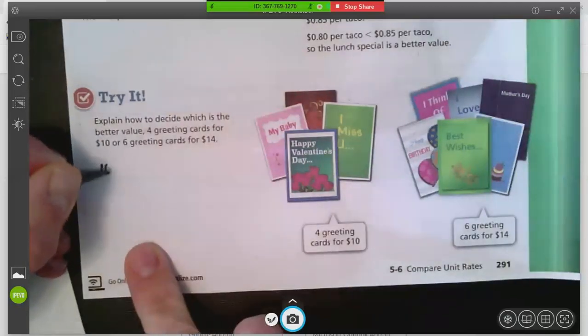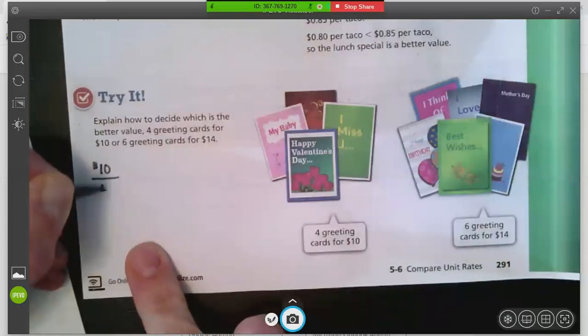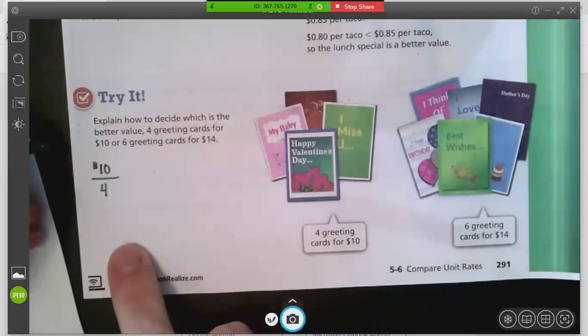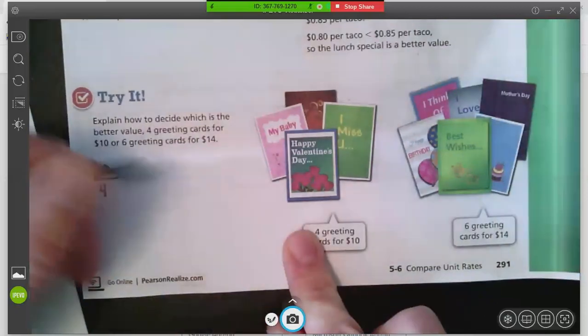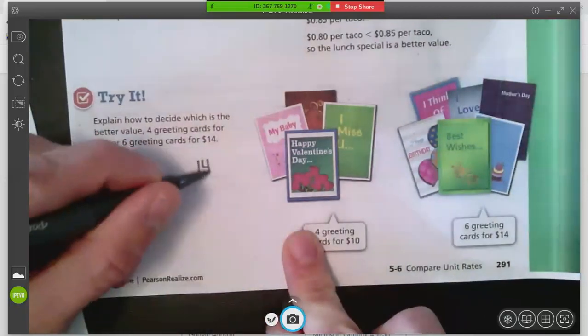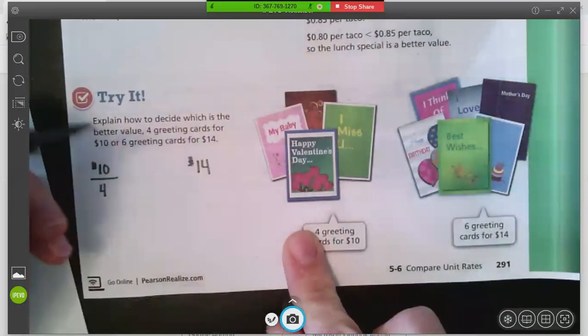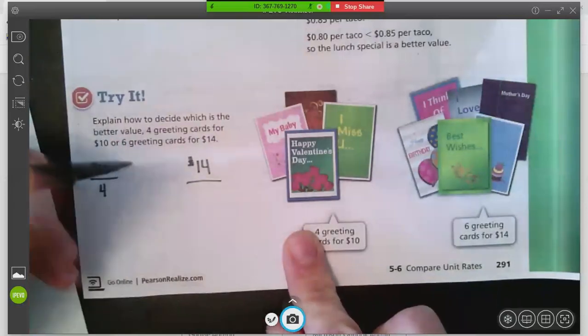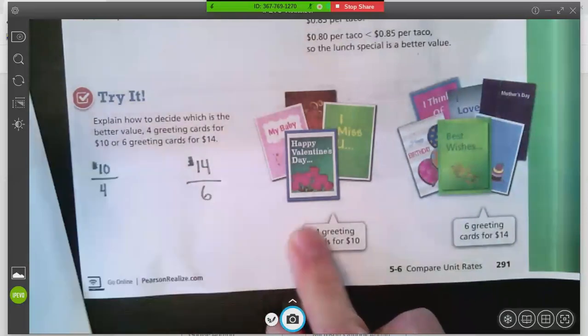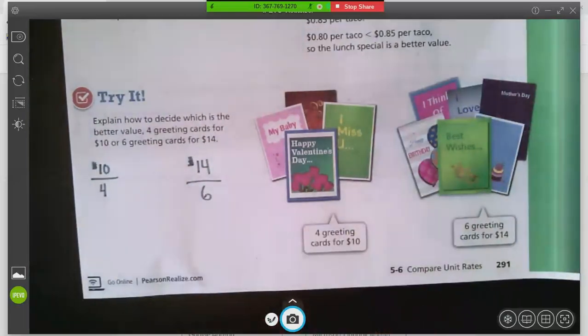Yes. Sorry. I'm not trying to be rude, I promise. So it's $10 over 4. And then what we're going to do is go 14 over 6. Okay? Now, what do we have to do first? Can I say it? Yes.